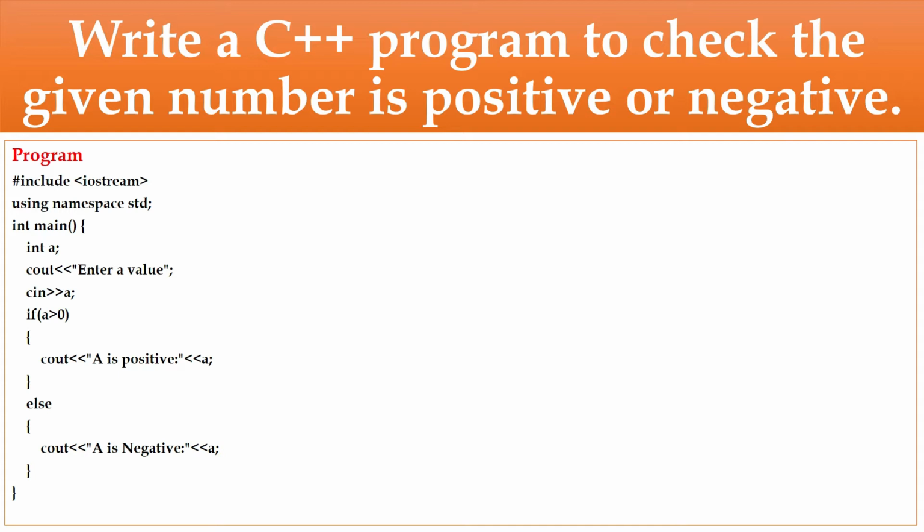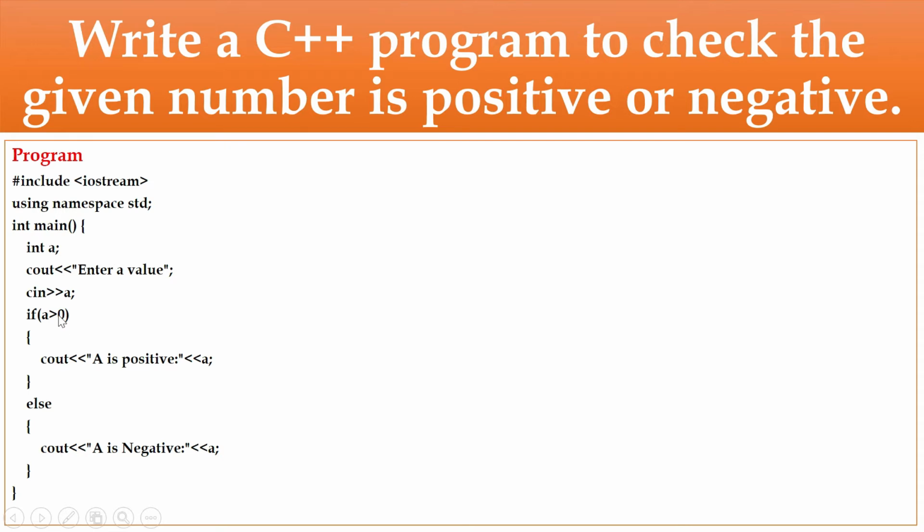So I declared a variable called a of integer data type. I'm going to print a message using the cout statement: enter a value. The user will provide a value. I'm going to store that value in the variable a by using the cin statement. I'm going for if. If has two parts: true and false. If the condition is true, this part will execute. If the condition is false, the else part will execute.